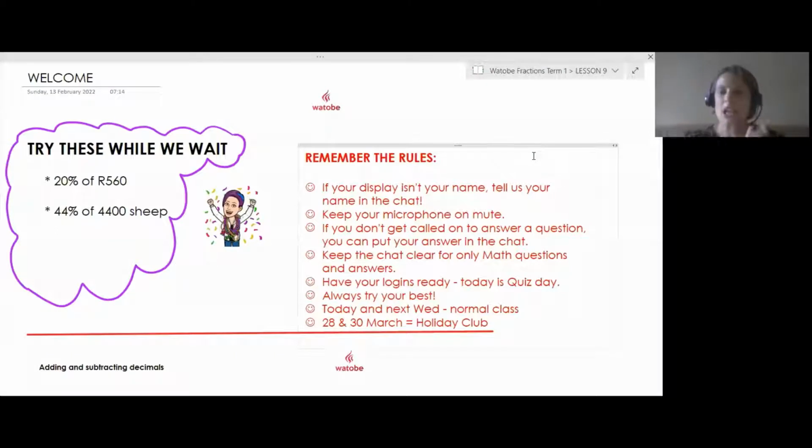All right. Okay. So I asked you to try these while we wait. We were going to try 20% of 560 Rand. And we were going to try 44% of 4,400 sheep.